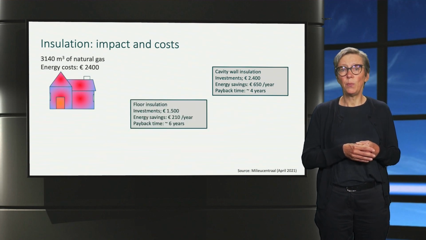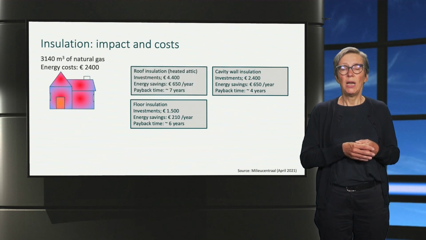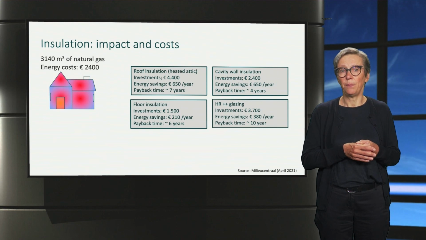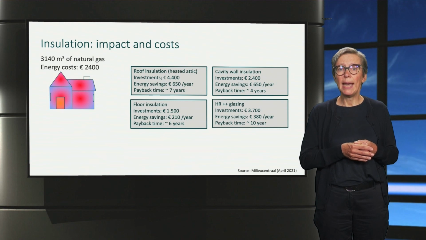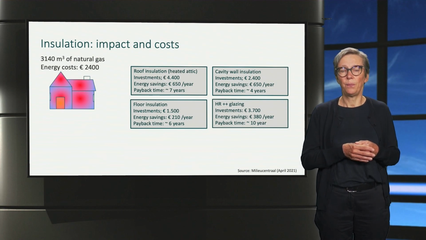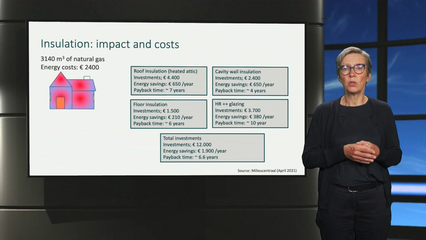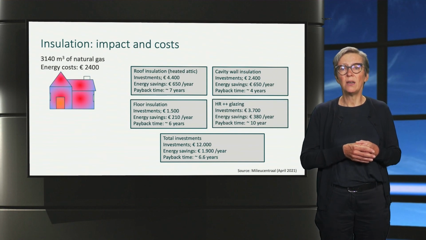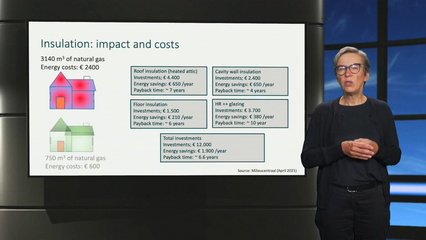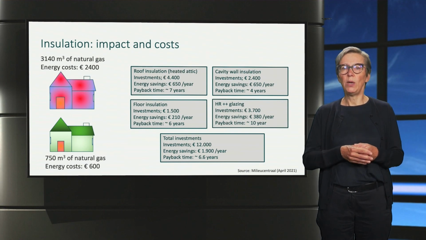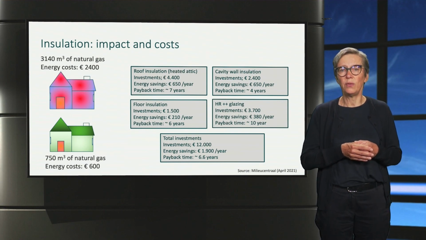Next, floor insulation is applied, followed by roof insulation, and finally HR++ glazing. The boxes show the investments, annual savings on the energy bill, and the payback time for each of the measures. It all sums up to a total package of approximately €12,000 and with annual savings of almost €1,900 generated by preventing heating losses. This results in a new situation of a green home in which the family consumes about 750 cubic meters of natural gas and has an annual gas bill of €600.